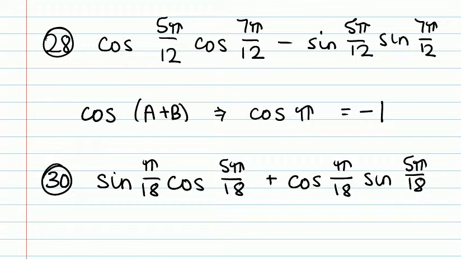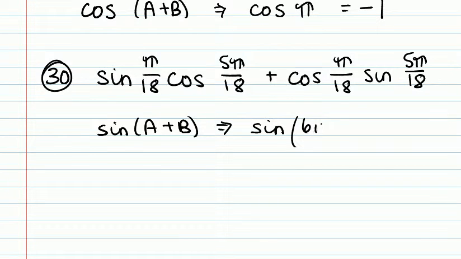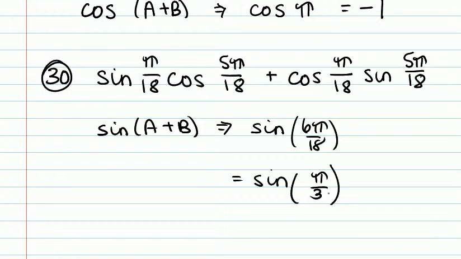So number 30 is a sine, cosine, cosine, sine problem, plus sign in the middle, which means that this is going to be the sine of A plus B. Pi over 18 plus 5 pi over 18 is 6 pi over 18, which is the same thing as pi over 3. So you go to the unit circle, which you're supposed to have memorized. You find pi over 3 and take the y value, and you get, once again, root 3 over 2.